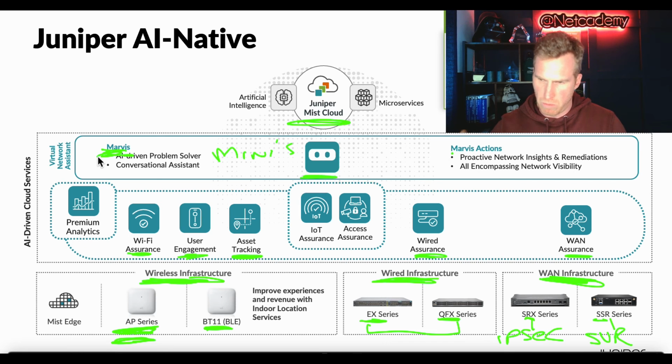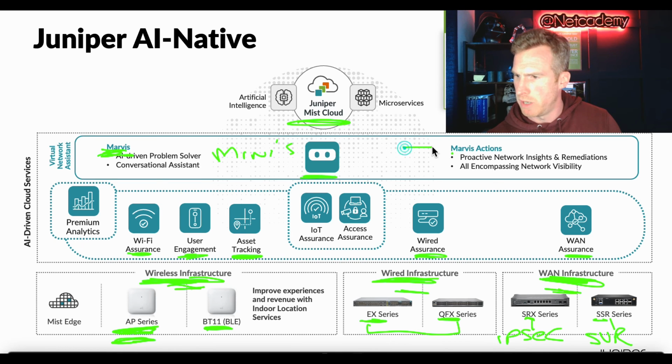Marvis is taking all of that data, all those states of telemetry you're getting every minute, and it's crunching it, putting it through its predictive analytics and correlation engine, and it's learning these are actually going to be user impacting events, and thus it will give you actions to resolve those user impacting events on the wireless, on the switched, or on the WAN infrastructure before they actually impact end users themselves.